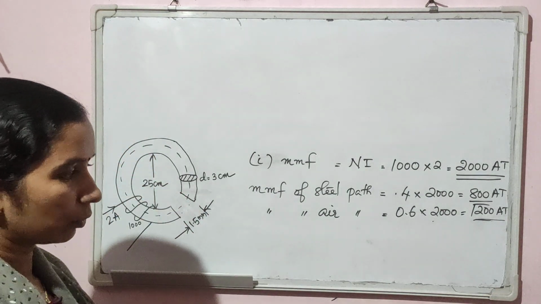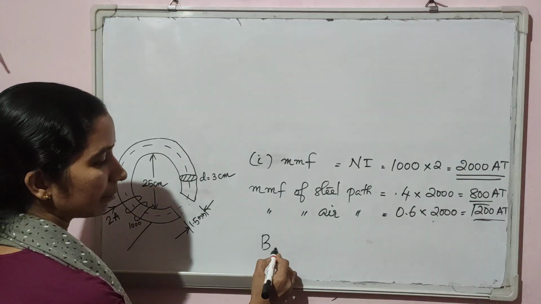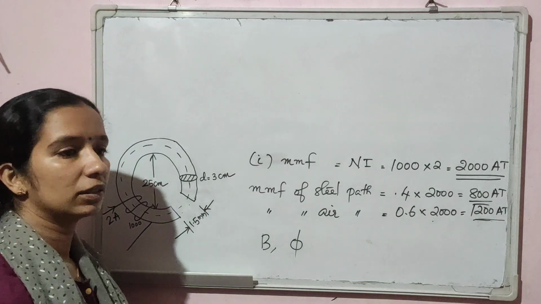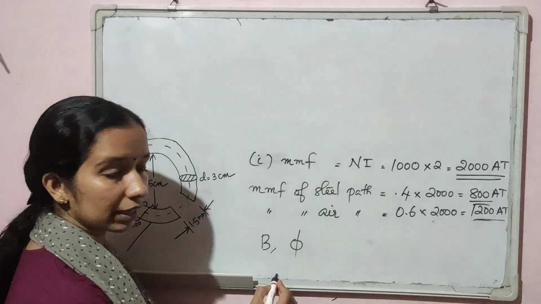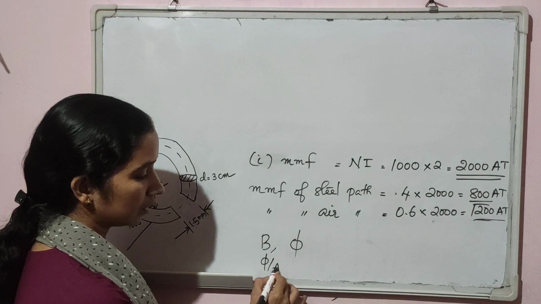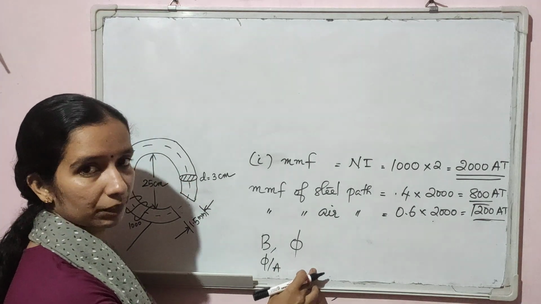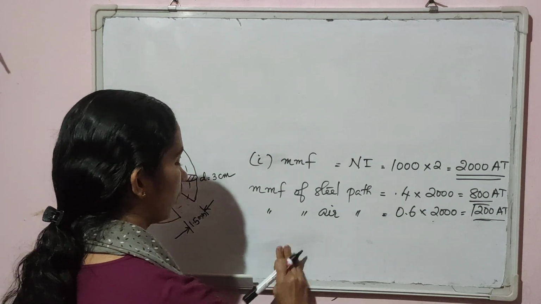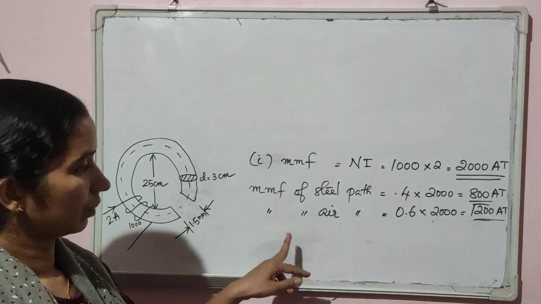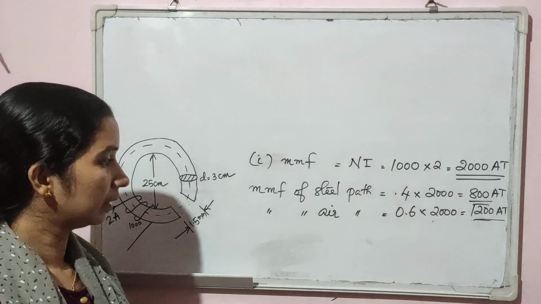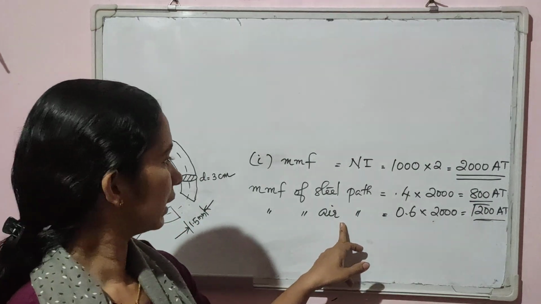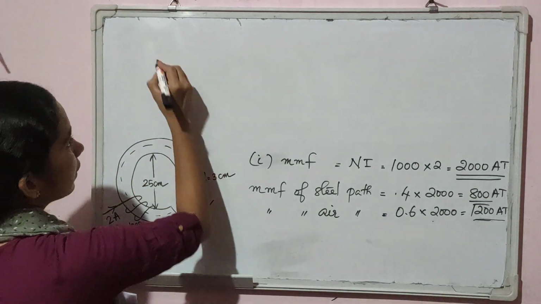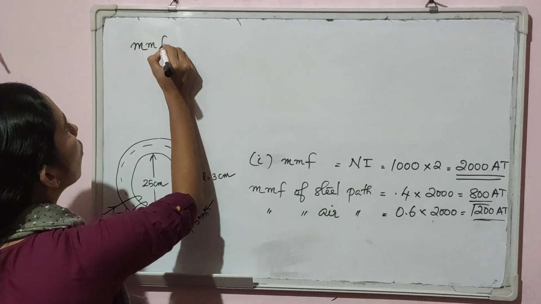Now as the second part we have to calculate flux density, and as the third part we have to calculate flux. Flux density can be calculated as flux divided by area. So let us calculate flux first. Thereafter we can calculate flux density. So for calculating flux, we know the MMF of air path. Let us write it. MMF of air path.